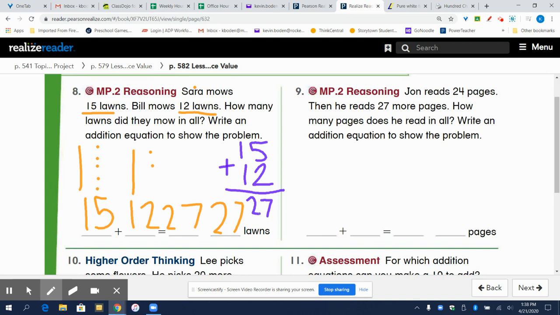Good luck doing the rest of your assignment by yourself. Number 9 should be a little bit tricky for you, but hopefully you remember what we talked about on the last page. Number 10 is the higher order thinking question. Oh, those are always so tricky. And number 11 is a little test for you to see if you really understand what's going on. And if you don't, that's okay.